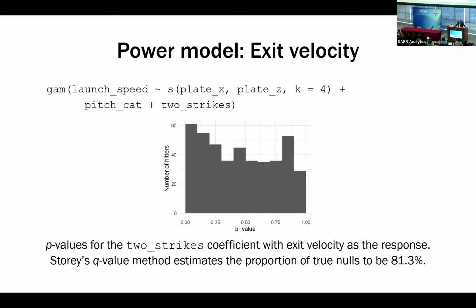Okay, so let's see what happens when we try to fit those models. This is the model that uses exit velocity as the response variable. The model is pretty similar, so I'm controlling for location and pitch category. And you see a pretty uniform distribution of p-values, which is, as I mentioned, what you expect to see under the null assumption. So if we use Storey's q-value method here, we estimate the proportion of true nulls to be 81.3%. So we've got very low statistical power here.